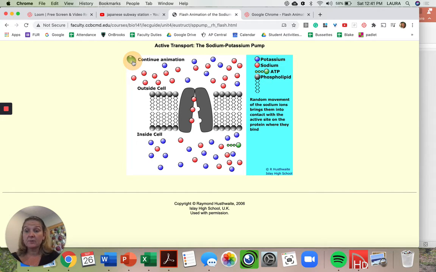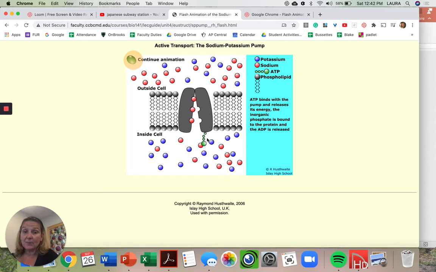3 sodiums, those are the red dots, enter this protein pump. So this circle here is a protein pump, and it can fit sodium on that left side, okay? Then what happens, here comes ATP. This green molecule that has the 3 little dots on it, that's an ATP molecule. ATP is adenosine triphosphate. There are 3 phosphate groups on it.